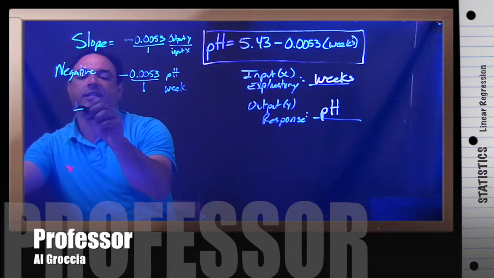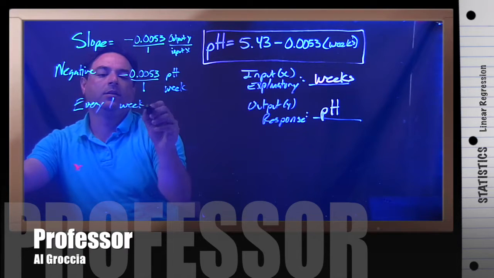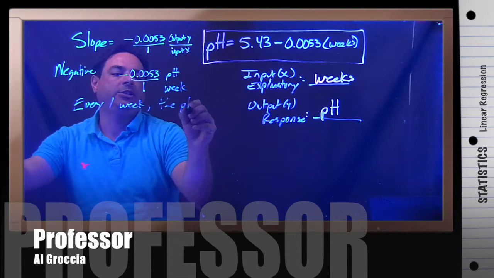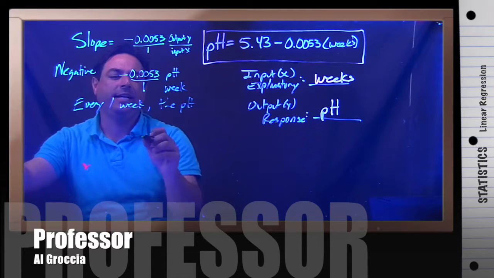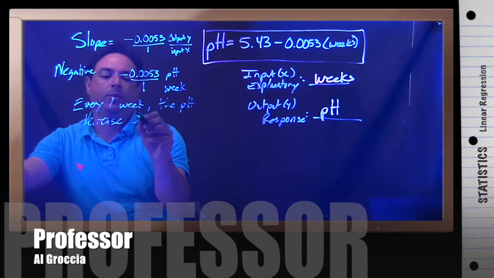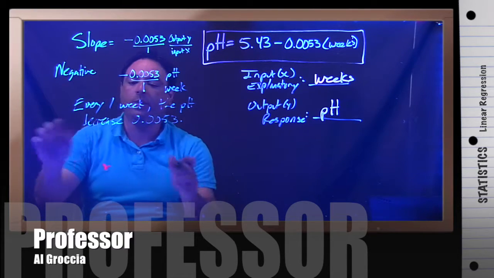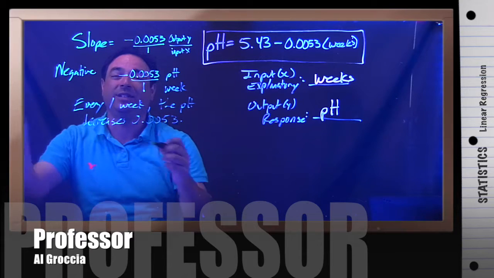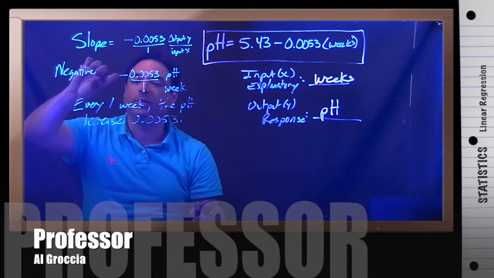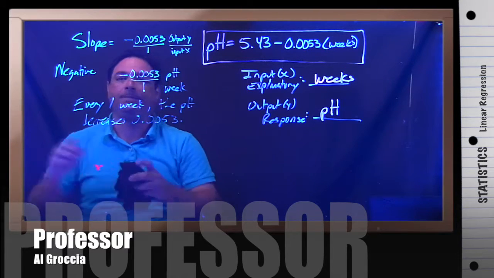So in a sentence, every 1 week, the pH, okay, we have a negative, which we interpret as decreases, 0.0053. Be careful, we don't want to put decreases negative, then we'll have a double negative there. So the interpretation is negative is decreases. So that explains the slope.